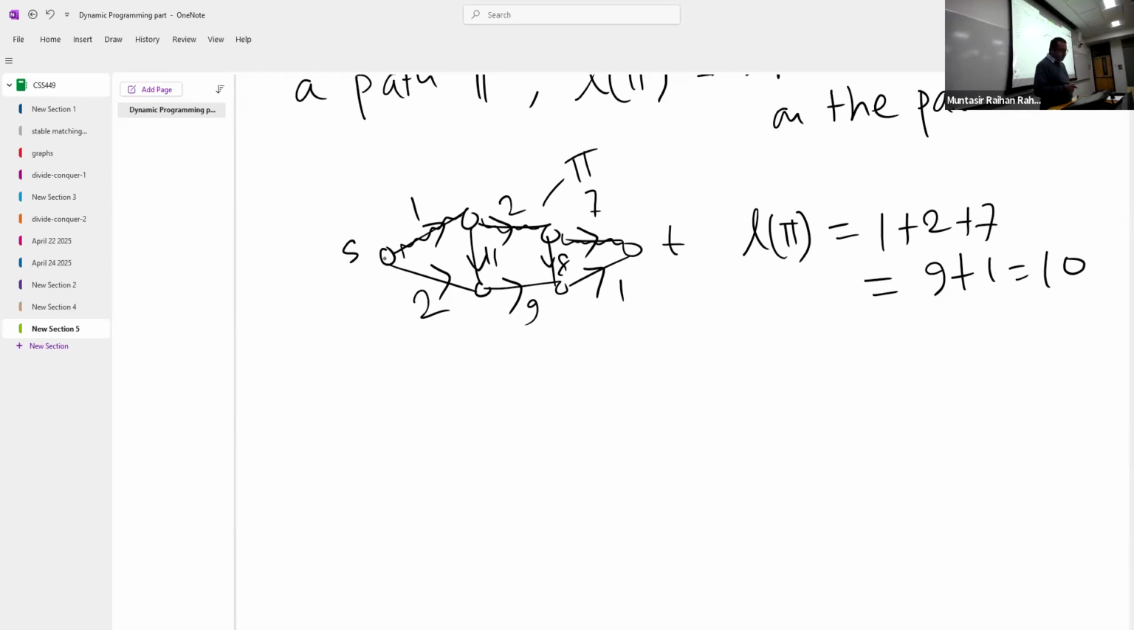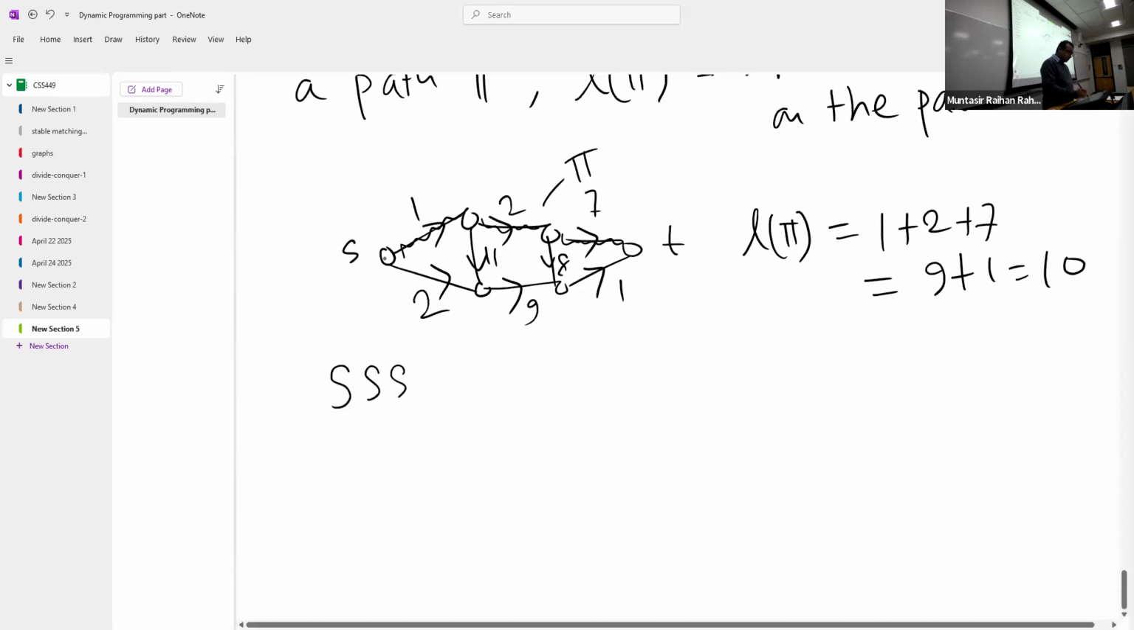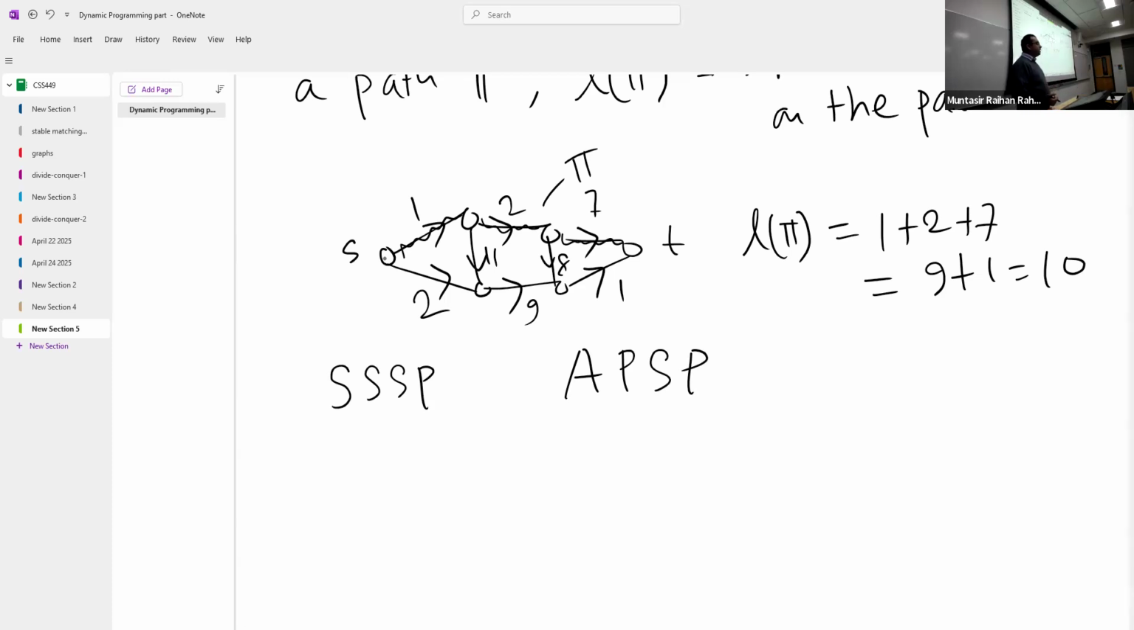There are many variations of this problem. You've already seen Dijkstra, which is the single source shortest path problem. Your source is given, and you need to find the distance from the source to the other vertices. You can also do what is known as all pairs shortest path. Single source shortest path, we call it SSSP. Another one is all pair shortest path, APSP. What is all pair shortest path? For every pair of vertices, you find the shortest path between them, and for SSSP the source is given.